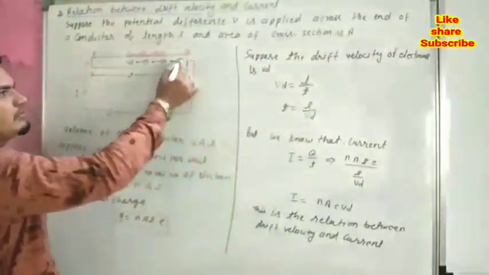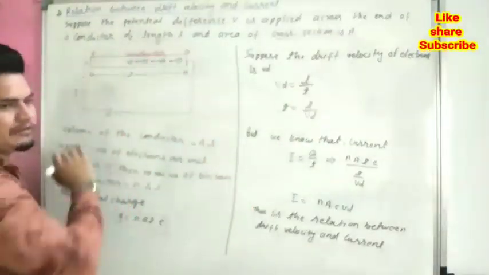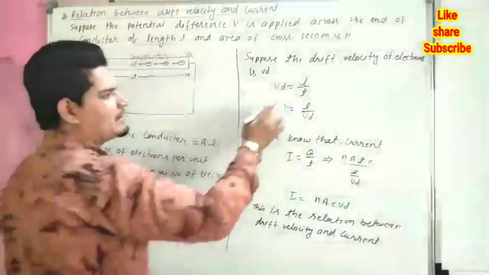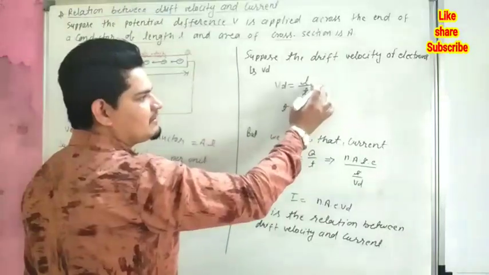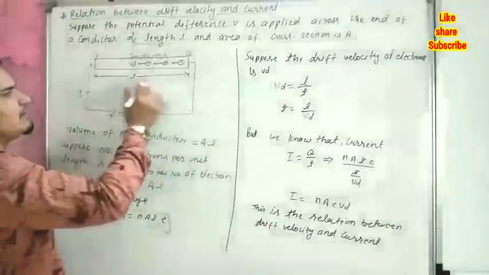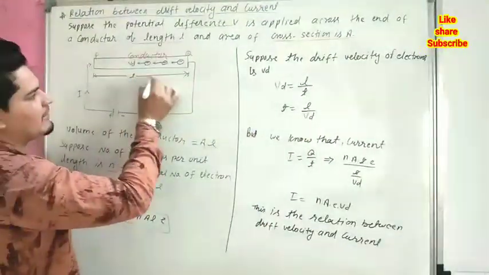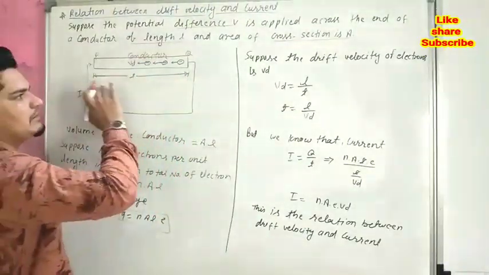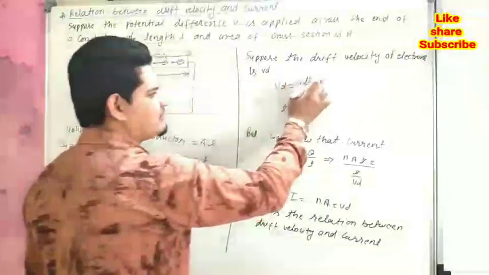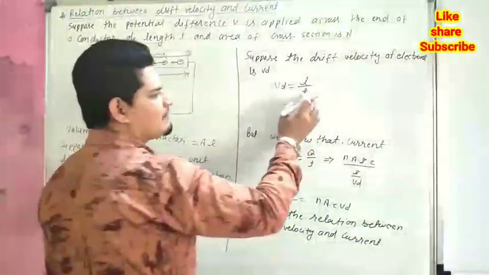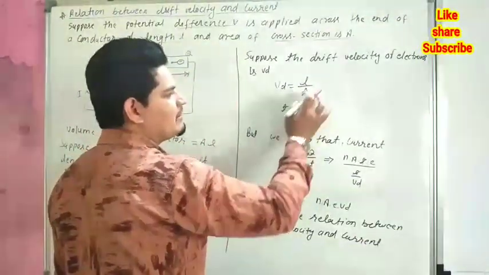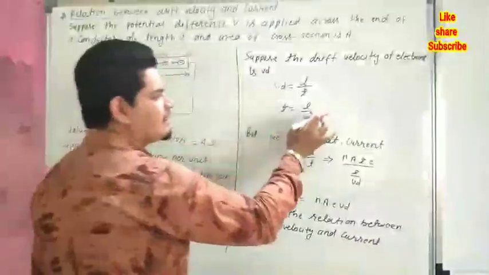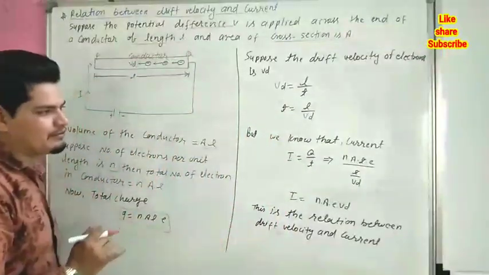Now suppose this electron is moving with the drift velocity. Suppose the drift velocity of the electron is Vd. We know that velocity is equal to distance upon time. This distance is the total distance the electron has to travel. So velocity equals distance upon time, and we can calculate the formula of time. Time is equal to distance, and the total distance of the conductor is L.